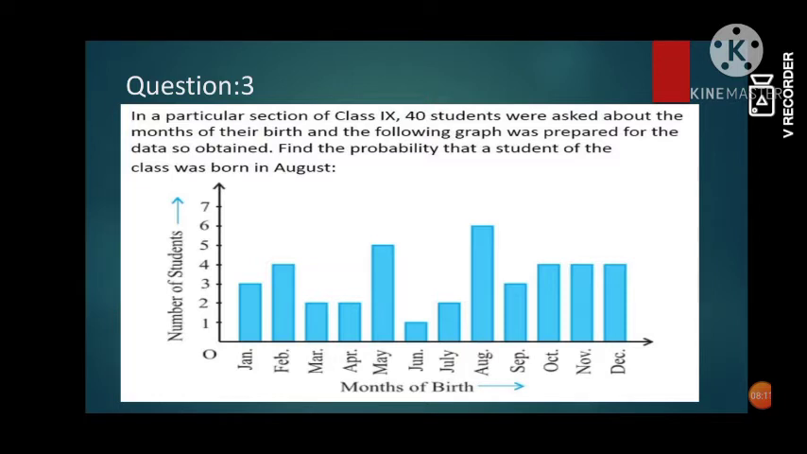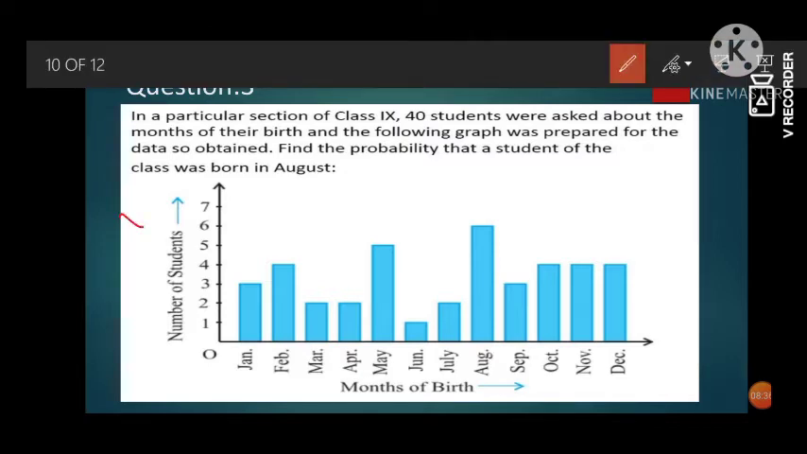Now let us go to sum number 3. In sum number 3, the question is given in a bar graph. The question says, in a particular section of class 9, 40 students were asked about the month of their birth and the following graph was prepared for the data so obtained. Find the probability that the student was born in August.